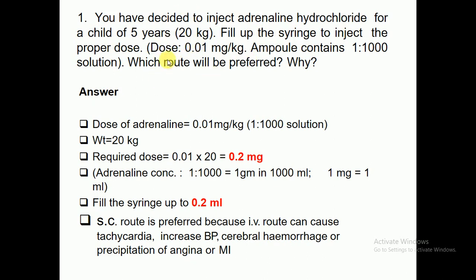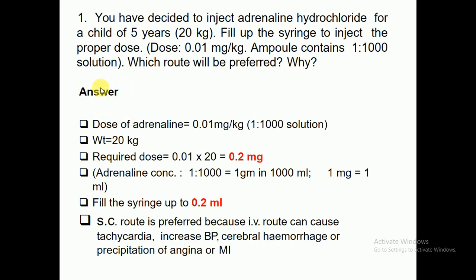So here the dose which I have mentioned is 0.01 milligram per kg. This is the given dose, and the ampule contains 1:1000 solution. Now here there are two questions. The first question is which route will be preferred and why this route is preferred.